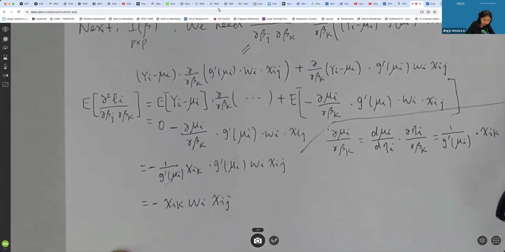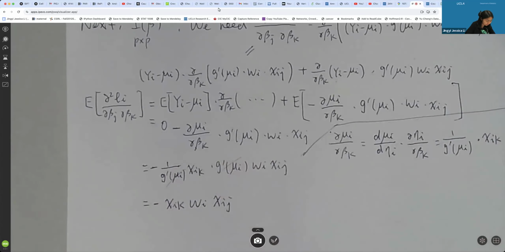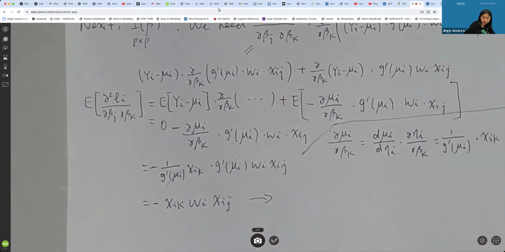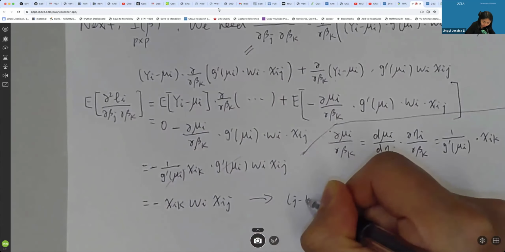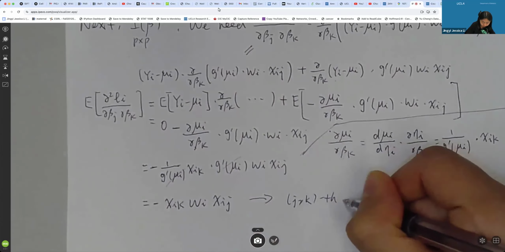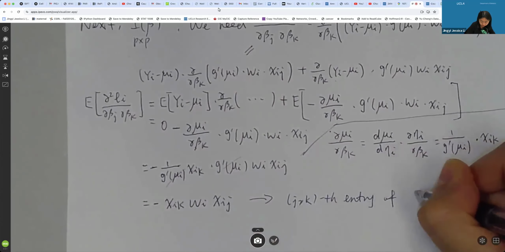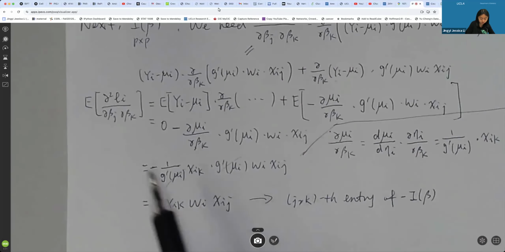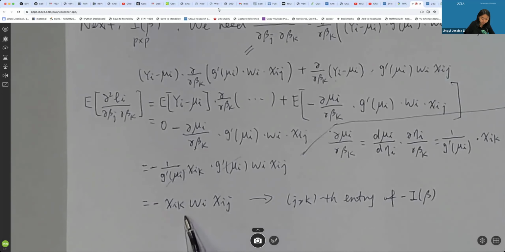So because like you see that since, which is what? I'll just write it, it's the jk entry of negative Fisher information, because Fisher information should have a negative sign here. All right, so then what is Fisher information? So you see that I need Fisher information to be P by P, but this is the jkth entry of that, and they are rescaled by the ith weight.